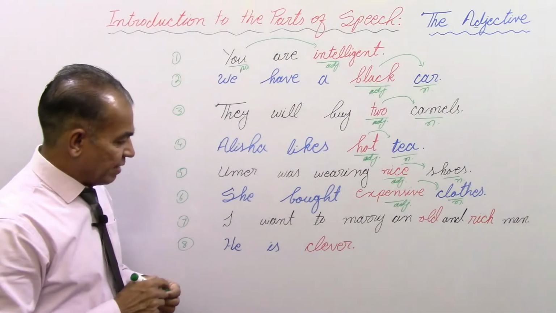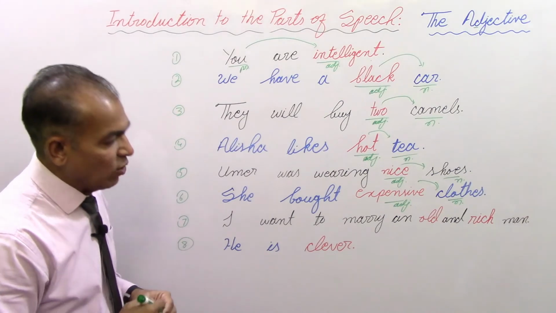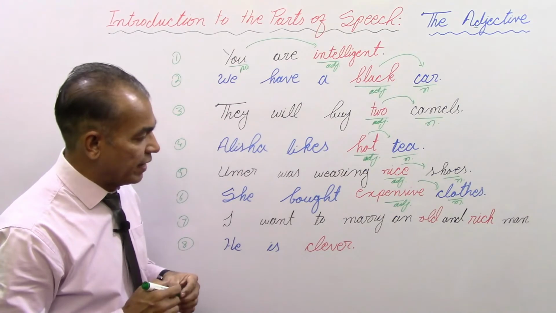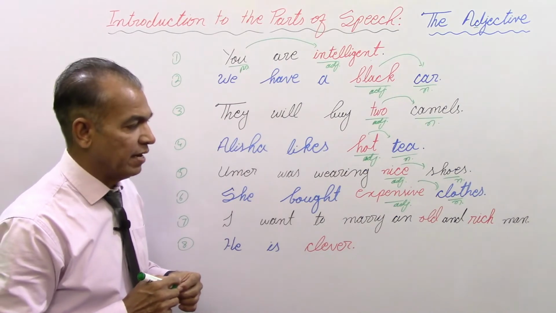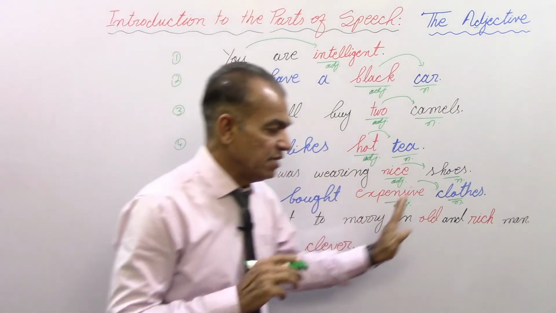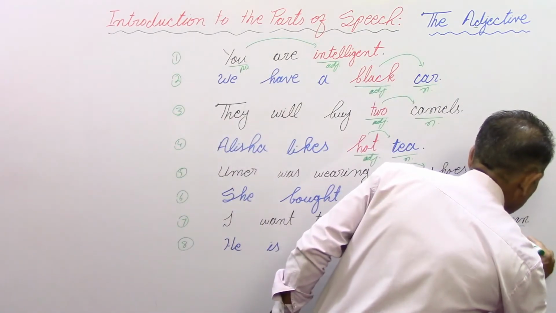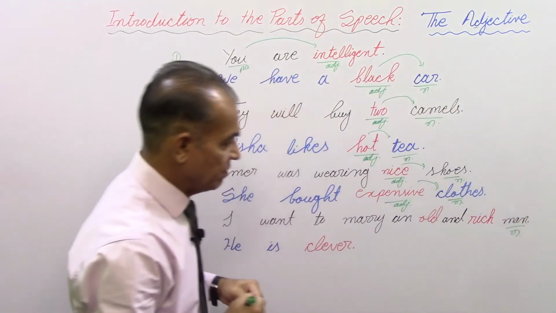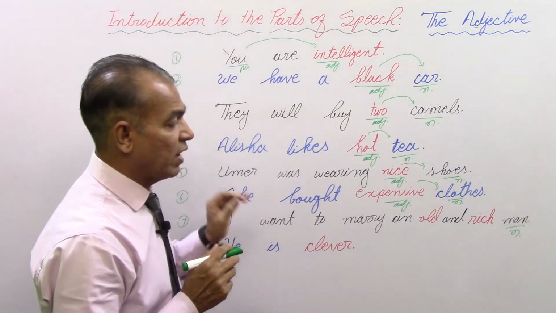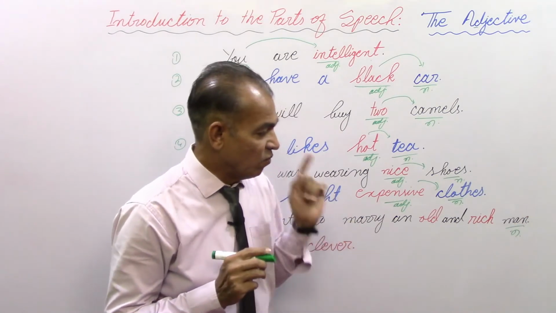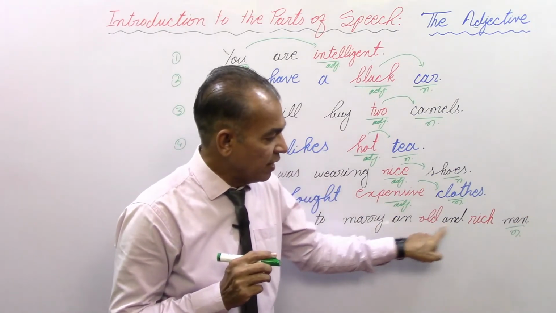Let's take the next example. I want to marry an old and rich man. Now a girl says that I want to marry an old and rich man. Obviously she will marry a man, so man has become a noun. It's the name of a person. Now she is telling you what kind of man she wants or she likes. What kind of man? Old and rich.